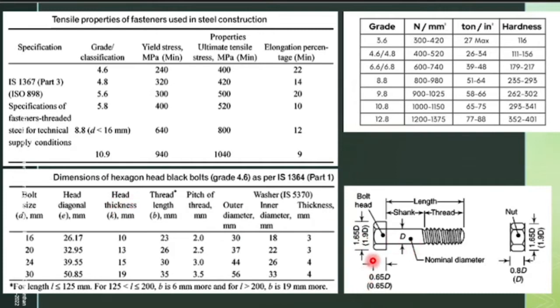Then head thickness. What do you mean by head thickness? This is the thickness. The thickness will be in the range of 0.65 D, where D is the diameter. So what is 0.65 into 16?